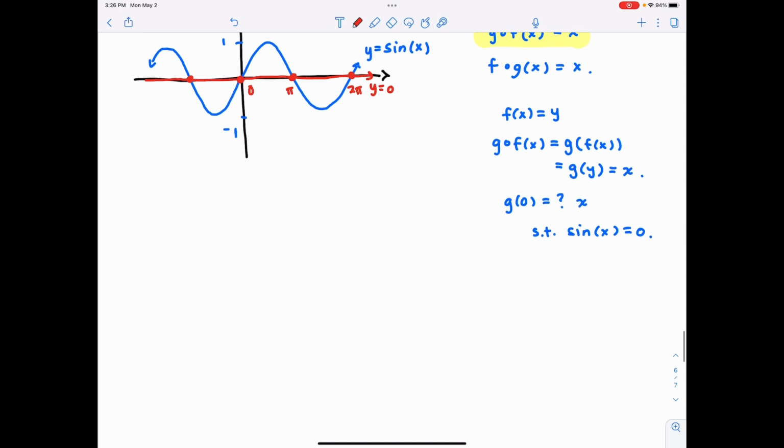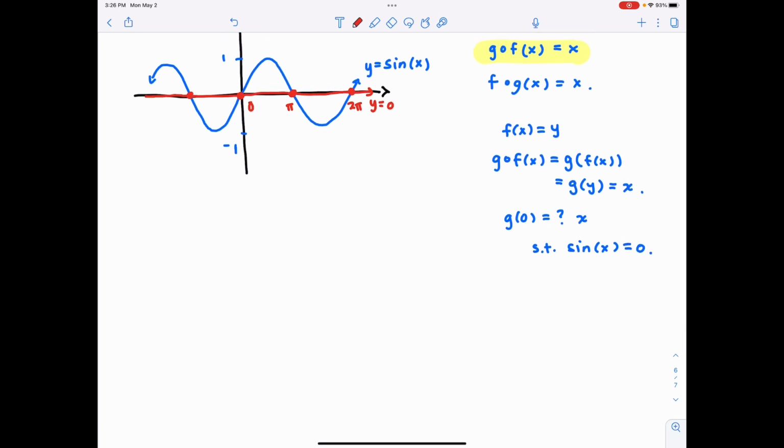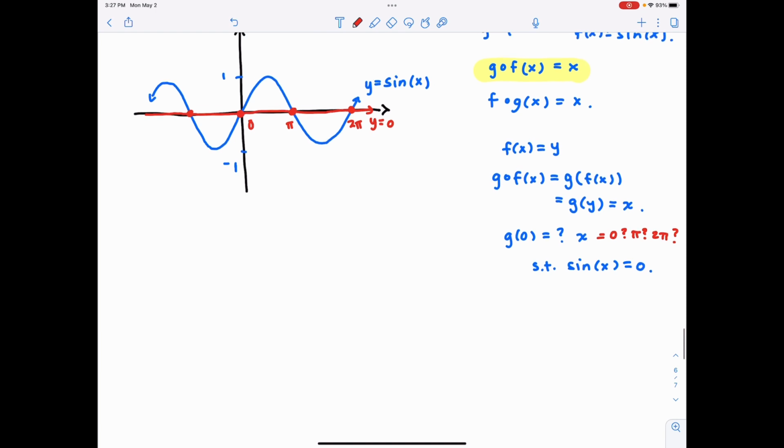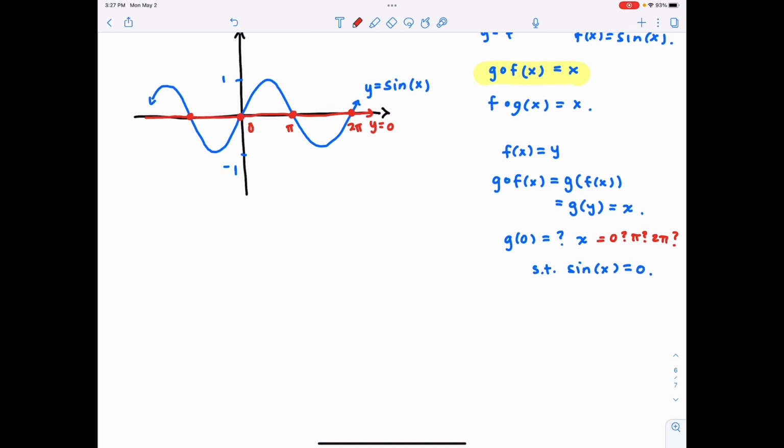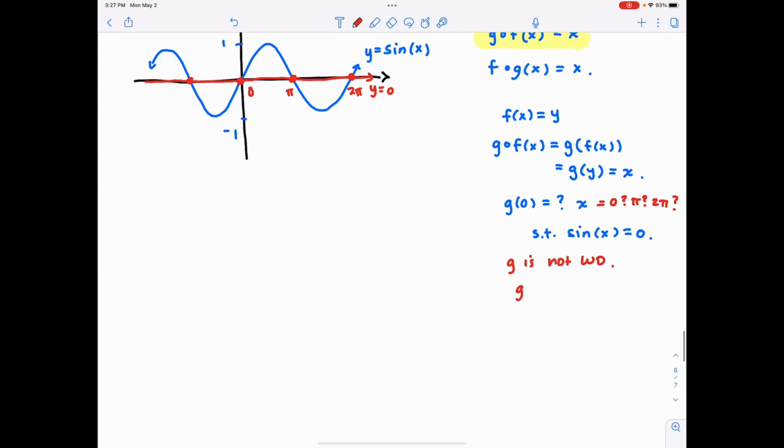And so that begs the question, should g of 0 be equal to 0? Should it be pi? Should it be 2 pi? We don't know. What property would this violate? The fact that we can't decide which x value took us to the y value of 0. What property of a mapping would g not have in this case? This is saying g is not well defined, because we're basically saying, should g of 0 equal 0? Should g of 0 equal pi? Which one should it be?